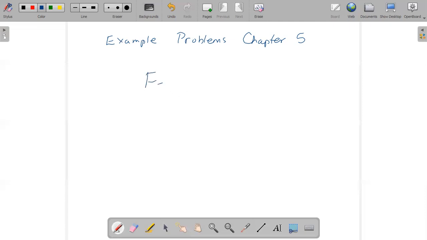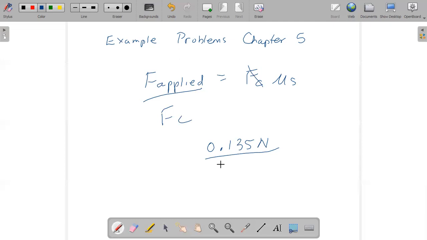We have F applied equals F contact mu S. So F applied over F contact equals mu S. So 0.135 newtons divided by 11.2 newtons equals 0.012. And there are no units on that coefficient of static friction. It's a unitless number.